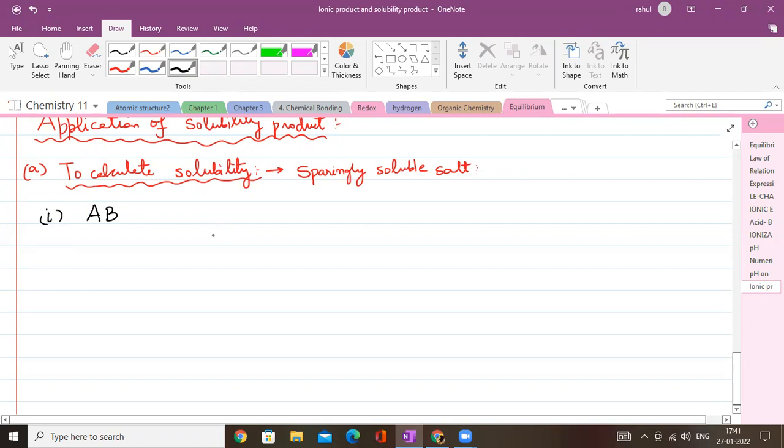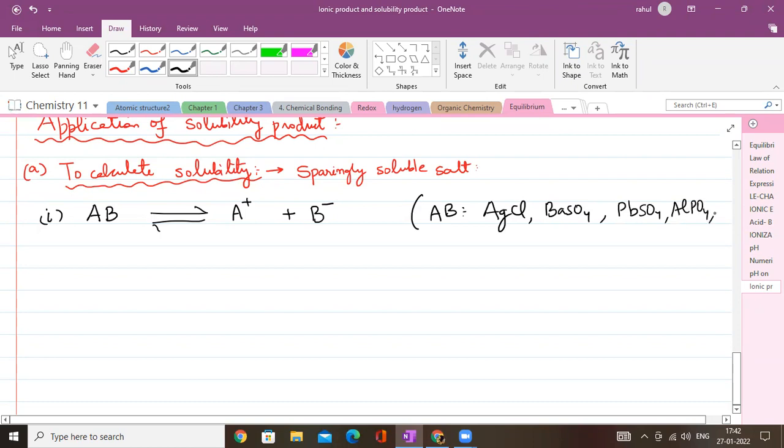When the salt is of AB type, of course it will ionize to give A positive plus B negative. If you ask me for examples of salts of type AB which are sparingly soluble, one of the best examples is AgCl. Example number 2 is barium sulfate, where it is Ba2 positive and sulfate. Example number 3 is lead sulfate. Example number 4 is aluminum phosphate. All these are among the best examples of this.